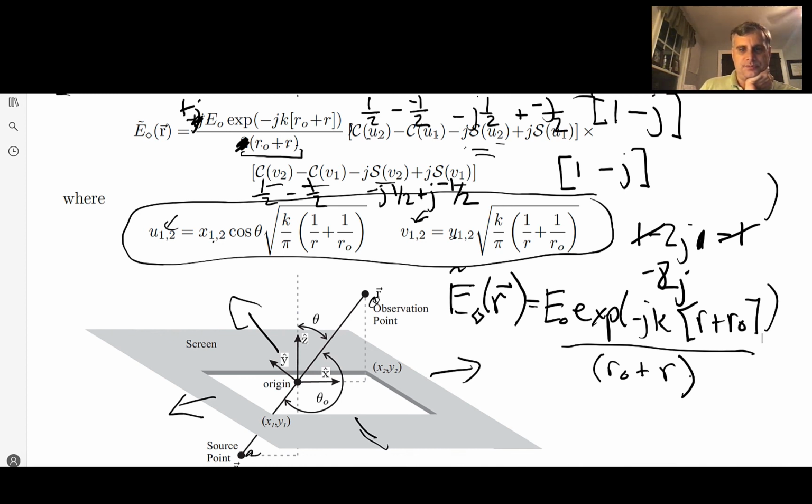So, mull over that solution, because we're going to use it to do something very interesting involving a diffracting screen, a knife edge, at the next lecture.